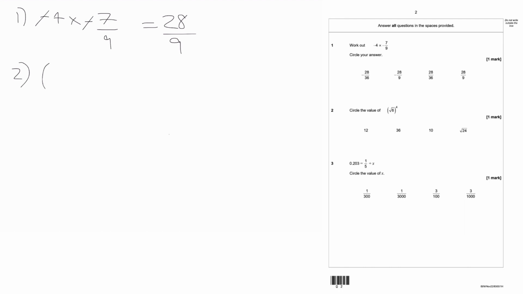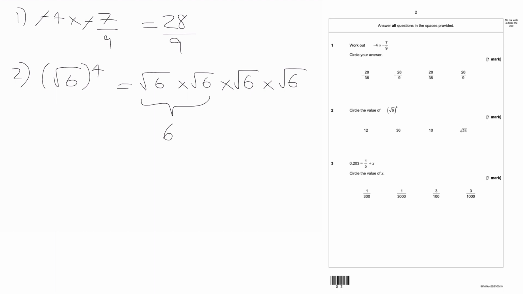And for question 2, we have the square root of 6 to the power of 4. So what this is equivalent to is root 6 times root 6 times root 6 times root 6. Now, root 6 times root 6 is just 6. So what this boils down to is 6 times 6. So our answer here is 36.